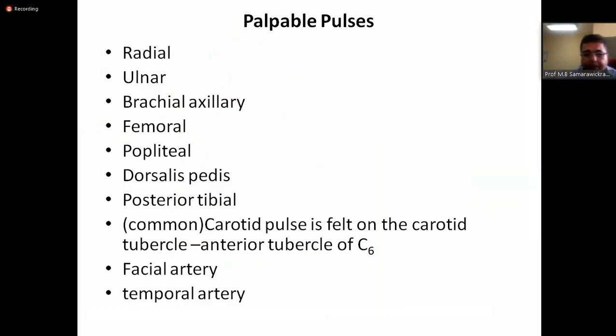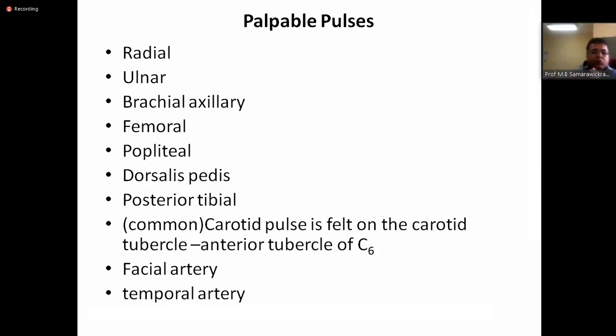Right, so these are the palpable pulses in the body. Radial, that is the most common pulse to feel, because it is readily palpable and easily accessible at the wrist, right? Radial pulse, you should know where to feel this. The radial pulse is felt between your flexor carpi radialis and brachioradialis tendons, right? Ulnar pulse, again, between flexor carpi ulnaris and flexor digitorum superficialis tendons.